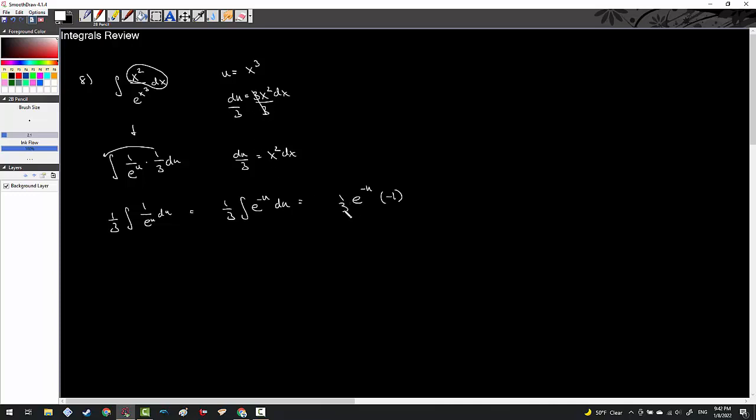But this 1/3 is going to come along for the ride, and he's going to get a plus c. And so I have to figure out what u was from the beginning. Well, that's going to be x cubed. So I'm going to go ahead and say -1/3 e to the negative x cubed, and then with a plus c right over here. So here we go. That is going to be our first integral out the gate.